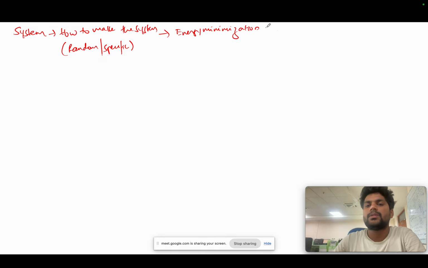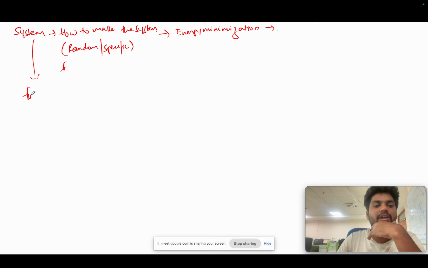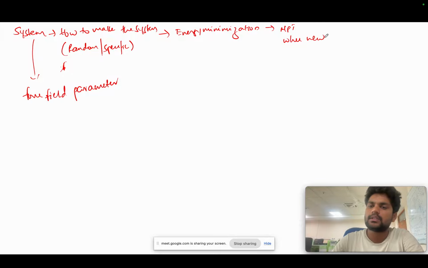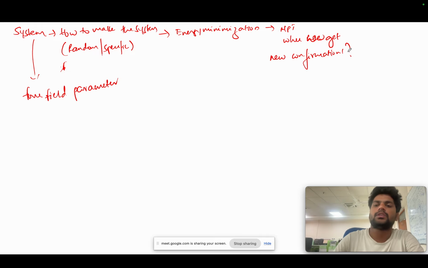Now after energy minimization, the first question that came to mind was, before energy minimization we have the force field parameters. Once you have the system, we need to know the force field parameters. I will explain these force field parameters also. Once we have done the energy minimization, we want to run NPT, where we will get the new conformations. But how? So this is the question.